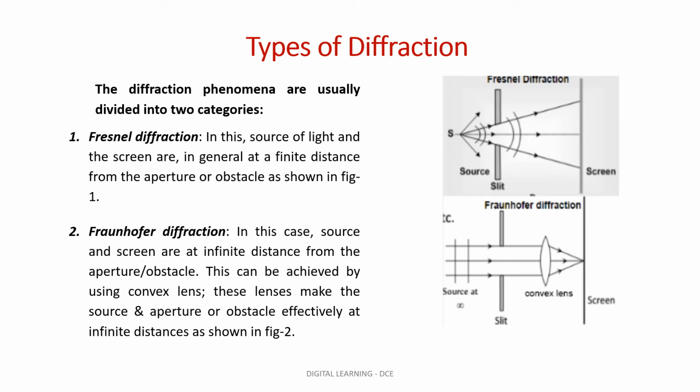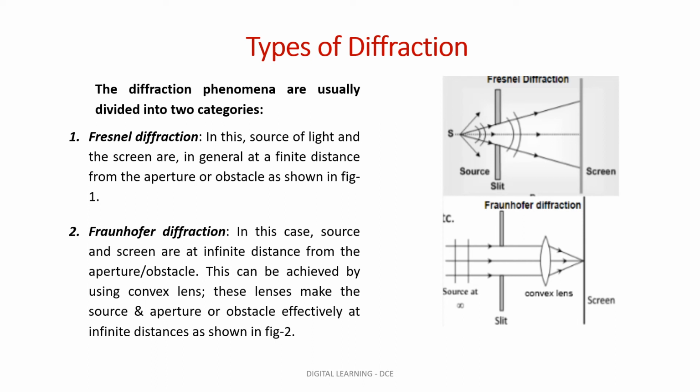Let us take up types of diffraction. The diffraction phenomena are of two categories. One is Fresnel's diffraction and the second is Fraunhofer diffraction. Diffraction phenomenon requires the source, obstacle or aperture, and a screen. In Fresnel's diffraction, the distance between the screen and the aperture and the source remains finite. In Fraunhofer diffraction, the distance between the source and the aperture and screen remains infinite.